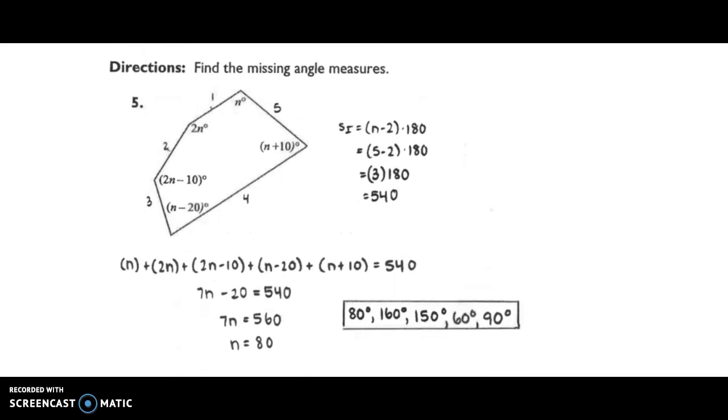Here's an example. If you look at the notes, find the missing angle measures. First, you got to know that this is a five-sided figure, a pentagon. And so you got to figure out, what do the angles add up to in a pentagon? It's 540. And so now you can do this setup. If you add all the angles, it's going to equal 540 degrees.